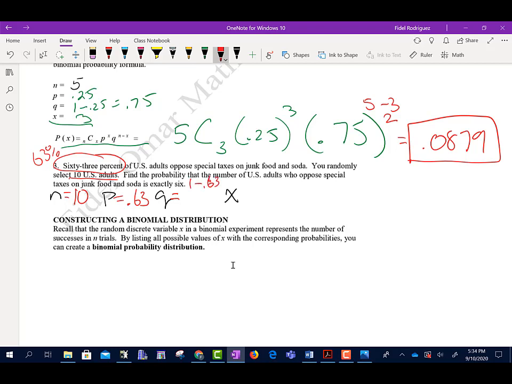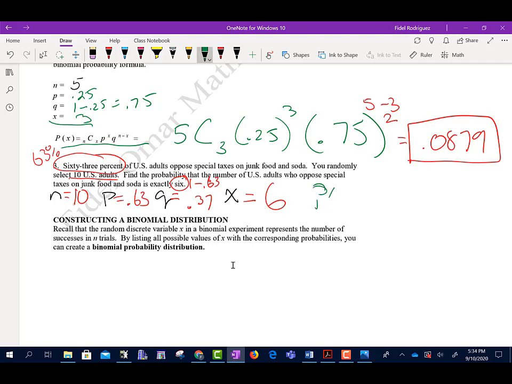1 minus 0.63 should be something like 0.37. And X is, we're looking for the number of adults who oppose special taxes on junk food and soda is exactly how many? Is exactly 6, okay? So now, I'm going to go ahead and go through my problem.